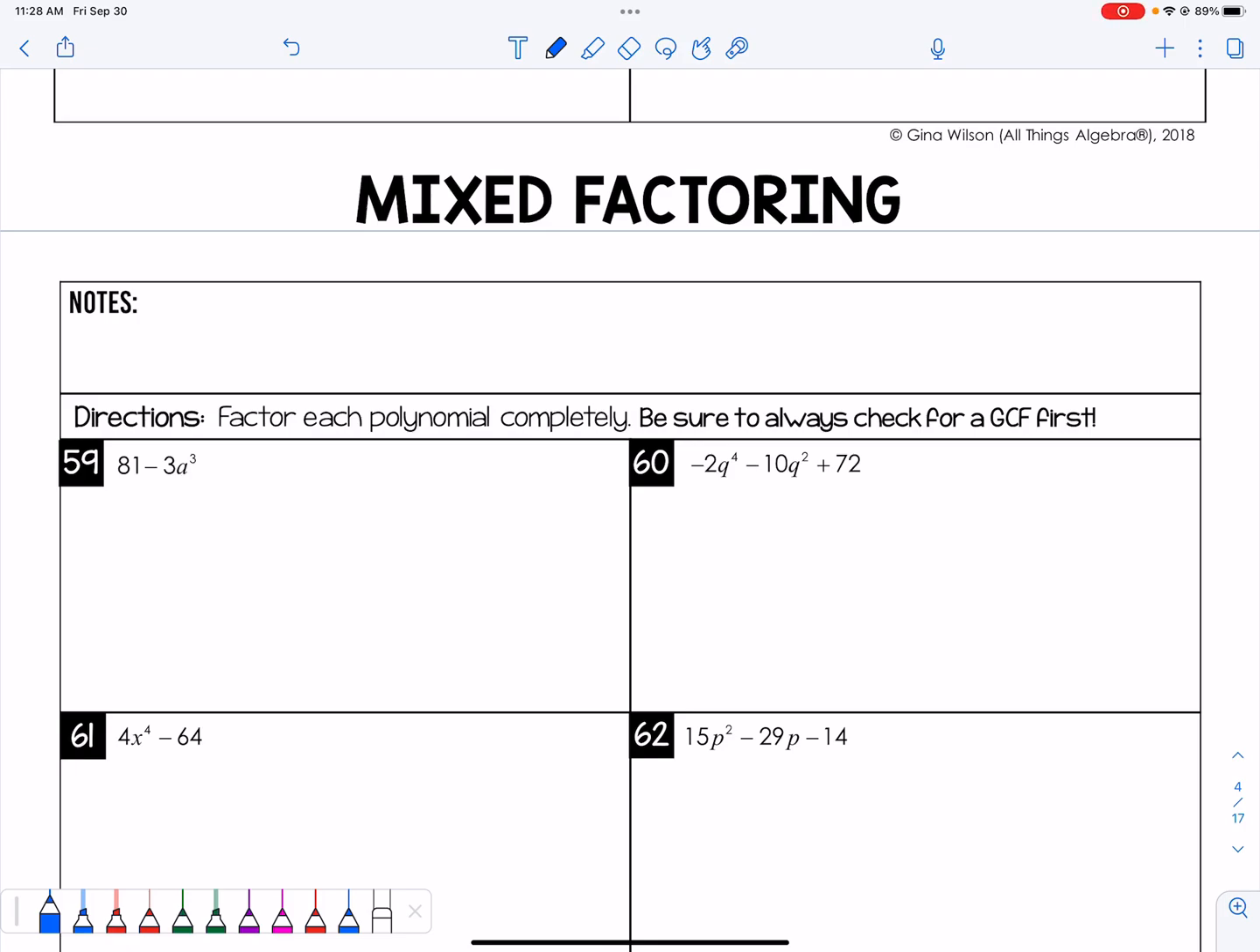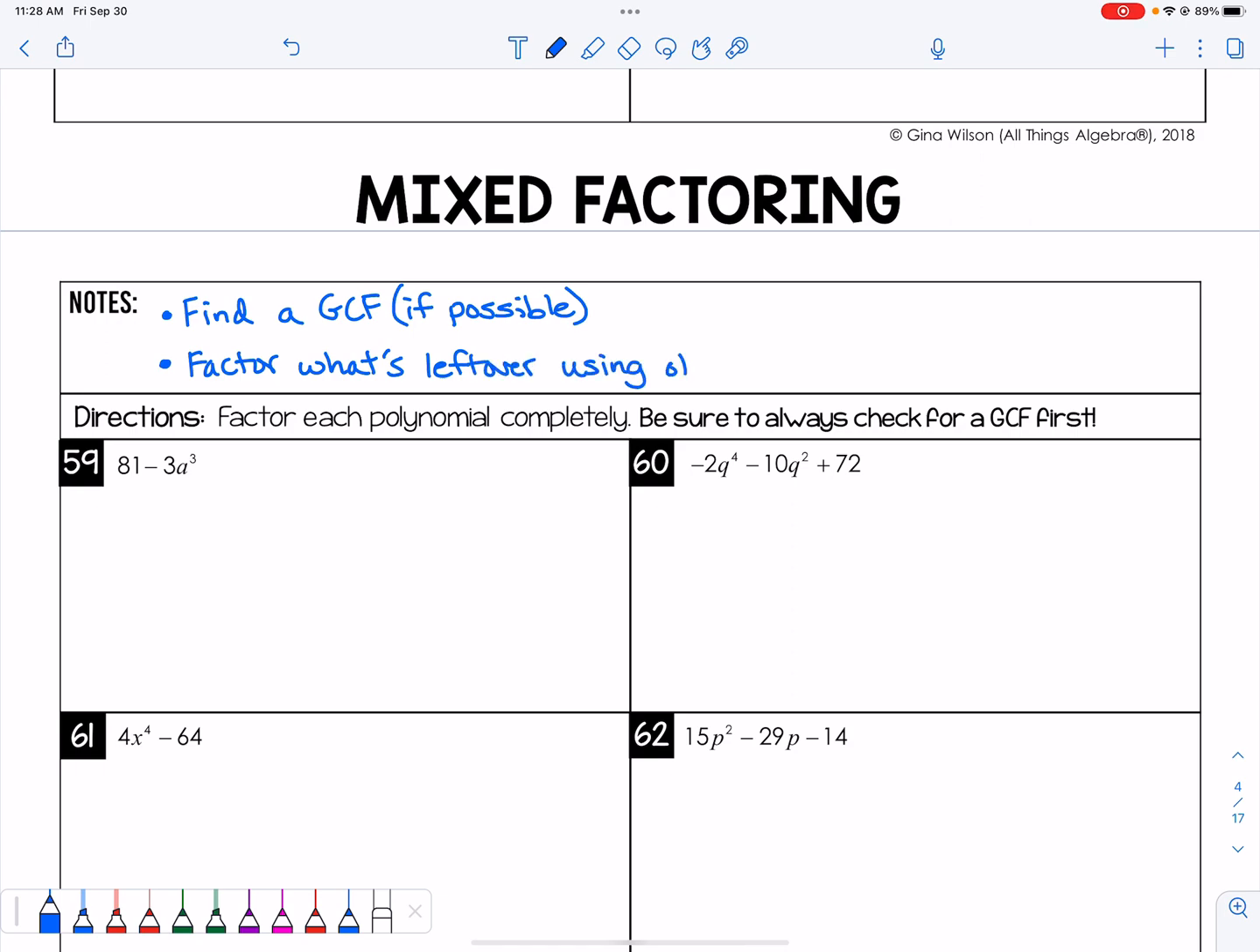For the mixed factoring section, you want to first find a greatest common factor if possible, and then you want to factor using other methods for what's left over. So first find a greatest common factor if possible. Sometimes there's not one, but if possible, pull that out front. And then you want to factor what's left over using other methods. So always look for a greatest common factor first.